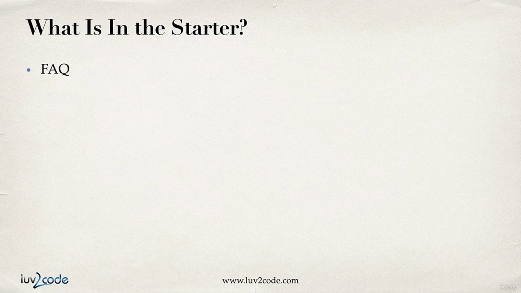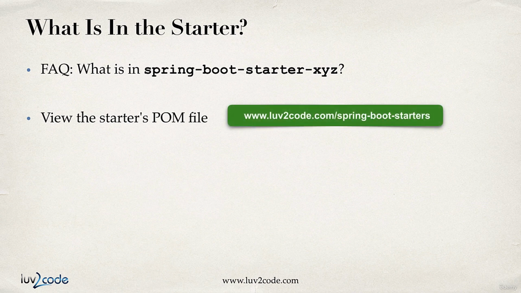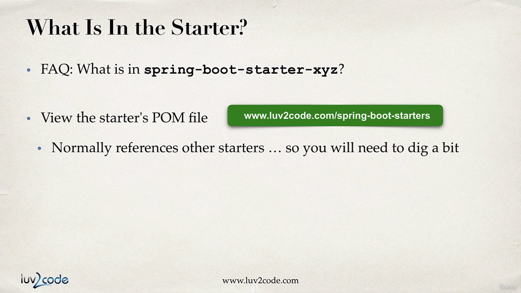Now, once you start working with the starters, the frequently asked question is: okay, I'm adding this Spring Boot starter XYZ, but what's in it? How do I know what's in this starter? Well, one approach is that you could view the starter's pom.xml file by using a link that I provided. But this normally provides references to other starters and so on, so you have to dig a bit. It's somewhat cumbersome to work through.